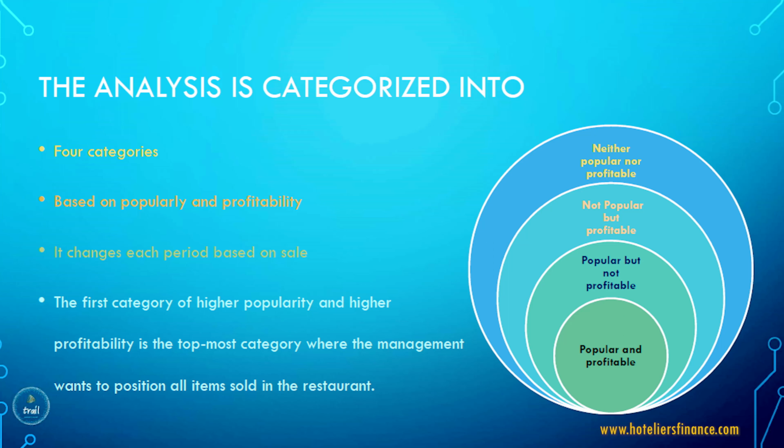This report divides the items sold during a period into four categories. The first category is popular and profitable, so the best category. The second is popular but not profitable. The third category is not popular but profitable. And the fourth category is neither profitable nor popular. So the entire item list is divided into four categories. Once we get these categories, we start analyzing them to our benefit.